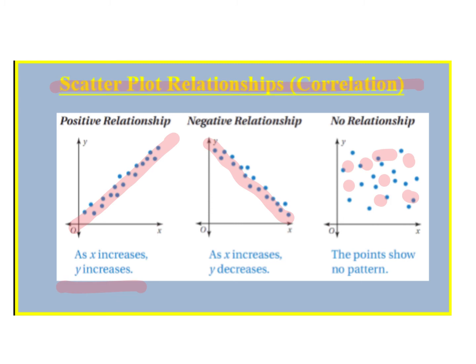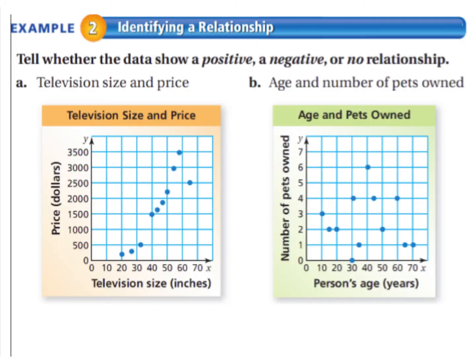And let's go ahead and answer some questions. Makes it really easy. All they're asking for is if it's a positive relationship, a negative, or none. So as television size increases, so does the price. So this would be a positive correlation or a positive relationship. Age and pets owned. If you look, there's dots all over the place. So there is no relationship here. No correlation, no relationship. Let's do the same thing on the next page.